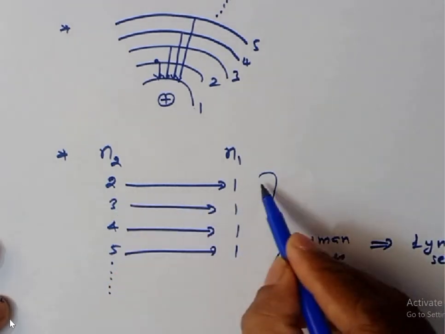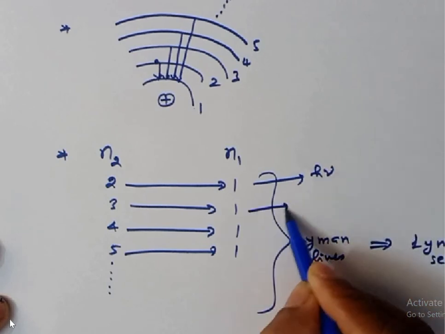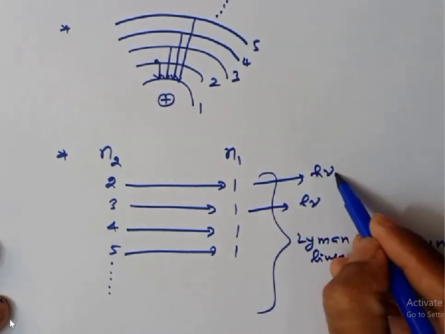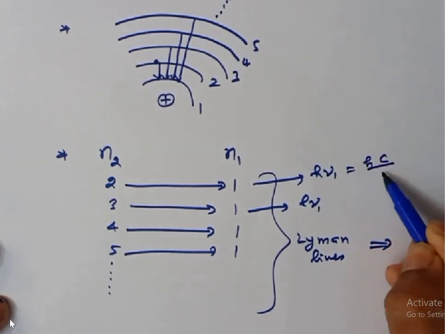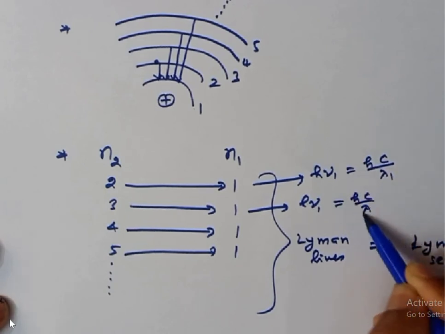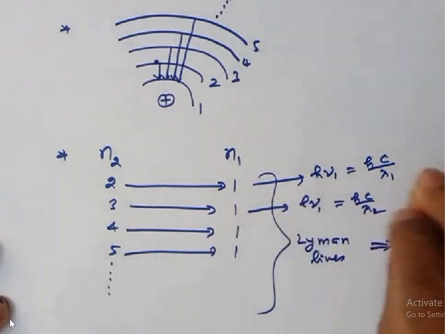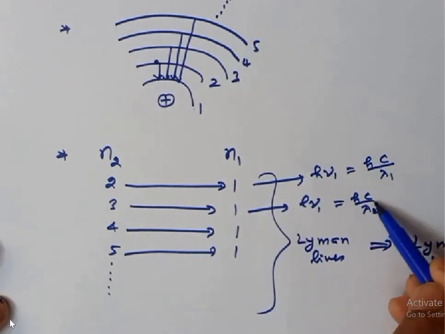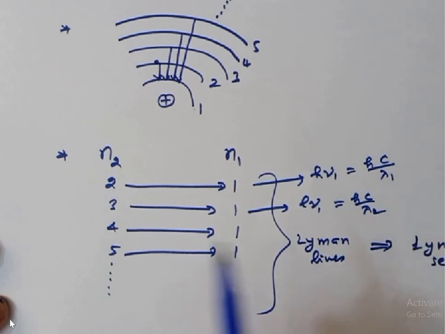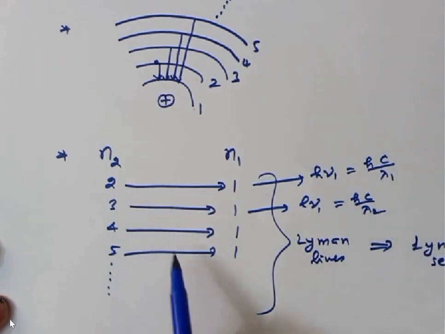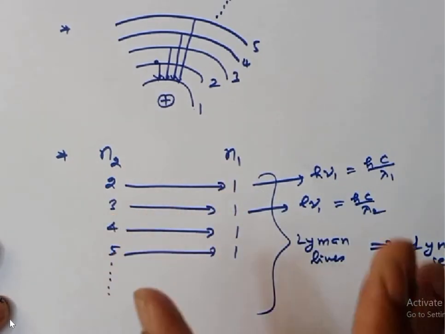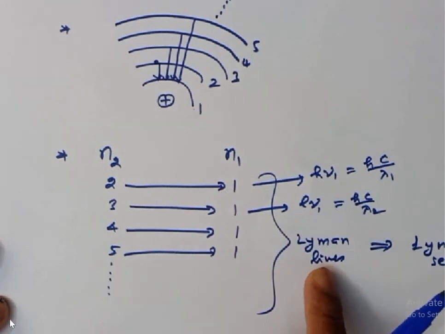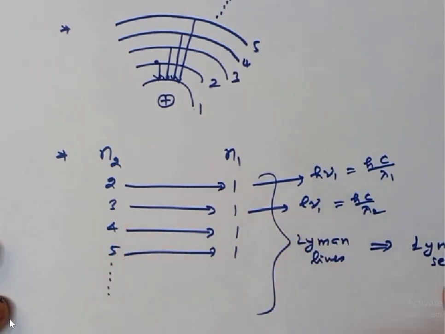Each transition will produce a radiation. Each transition emits a radiation having different frequency or wavelength. You can also write it in the form of wavelength, hc by lambda 1. This is hc by lambda 2. So each transition will produce a radiation, and these radiations have different wavelengths. But 2 to 1, 3 to 1, 4 to 1, 5 to 1, all these transitions will create a line in the photographic plate. This transition will give one line, this transition will give one line, this transition will give one line in the spectrum. These lines are called Lyman lines, and the bunch of lines is called Lyman series.